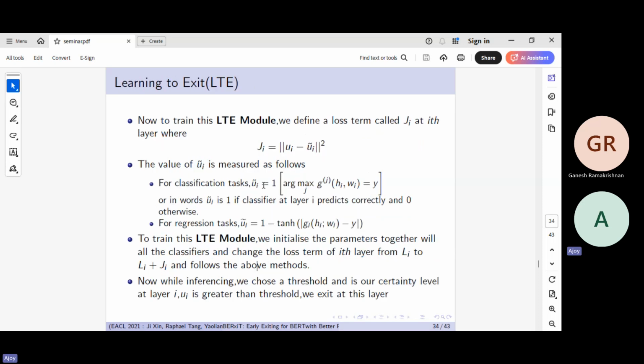So for training, we will add another loss term. Currently at layer i we have a cross entropy loss or regression based loss defined on the classifier, and we define another loss J_i, which is defined on u_i, the confidence we obtained from the LTE network, and u_i hat, which is the label that should happen. For a classification task, u_i hat is 1 if the layer predicts the correct label at layer i, otherwise u_i hat is 0.